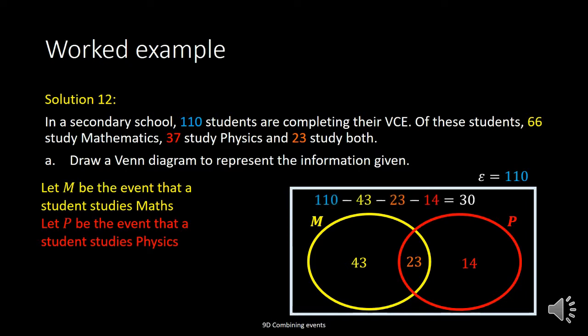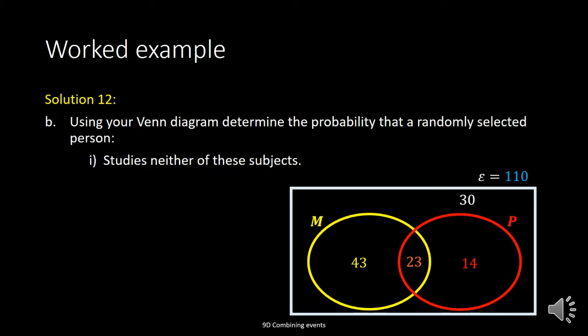So what we need to do is grab our 110, take away all the things that are inside our union, and we're left with 30 students that don't study either maths or physics. Let's work out some probabilities. The key bit of this question is to make sure that you are using that set notation that we came up with before. The numbers are pretty straightforward.